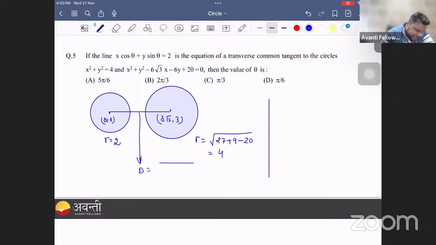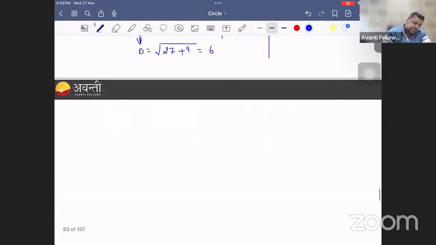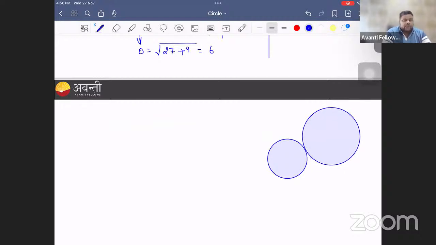What about the distance between the centers of the two circles? This distance d is under root of 27 plus 9, that is 6. So fortunately, what is happening, these two circles are in external contact with each other. The situation is like this, one circle is like this and the other circle is like this. Got it? See, these are things that we have to check manually. Nobody is going to tell us. So their transverse common tangent is basically their common tangent passing through in between them.